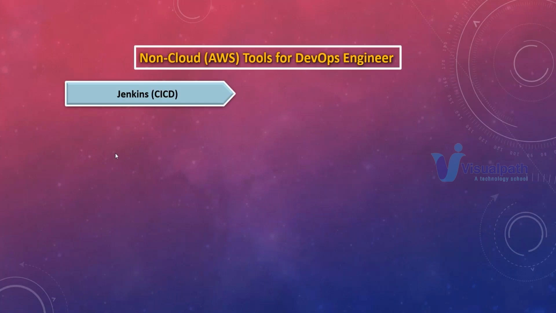So Jenkins is one of the CI/CD tools. This will help you automate everything without any manual steps. For example, as a developer, I will write a code. Now the code has to be tested.